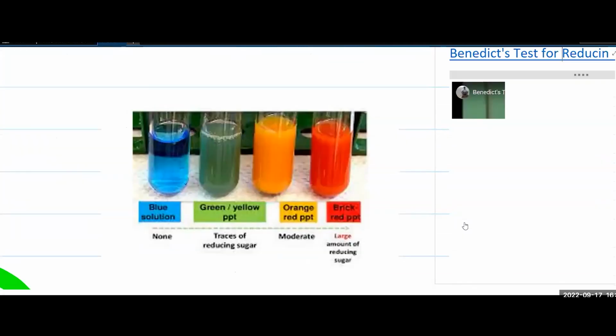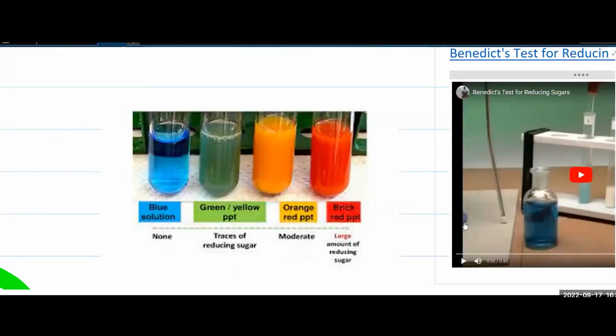You got it? Okay. If I make the Benedict test in the lab, okay? This is the color of Benedict if there is no sugar. If there is a small amount of sugar, it will start to change in color, okay, it will give that green. So it's written here, traces of reducing sugar. More reducing sugar, as we saw in the video, it will stop at orange. But if it's a very large amount of reducing sugar, it will give brick red color.